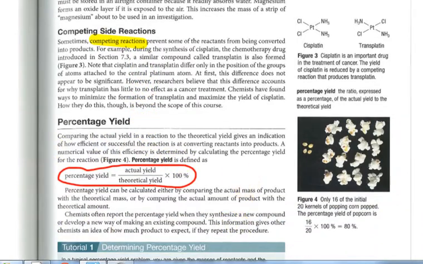So if we circle this, how percentage yield is determined, you take what you actually get divided by what you should get due to the formula, the equation, and multiply by 100%. So that is a very simple way of calculating that.